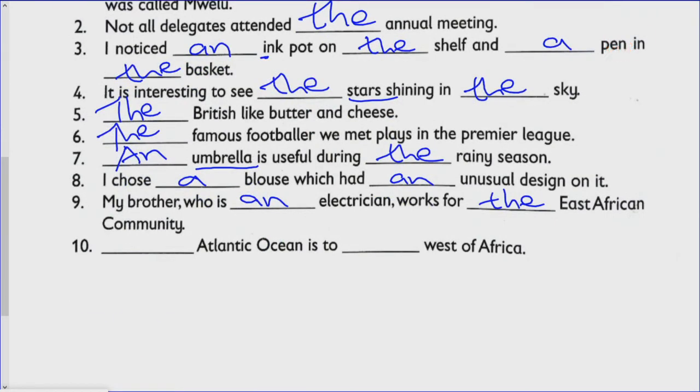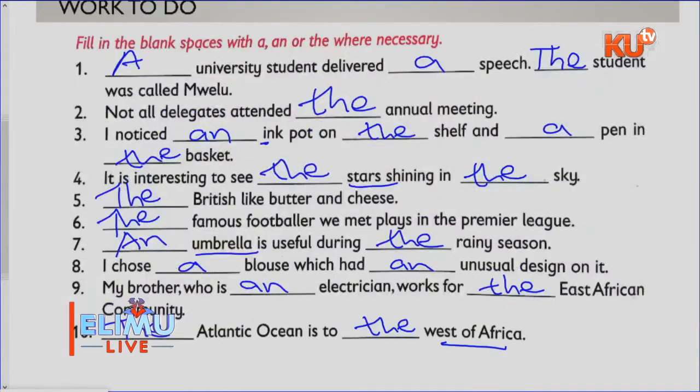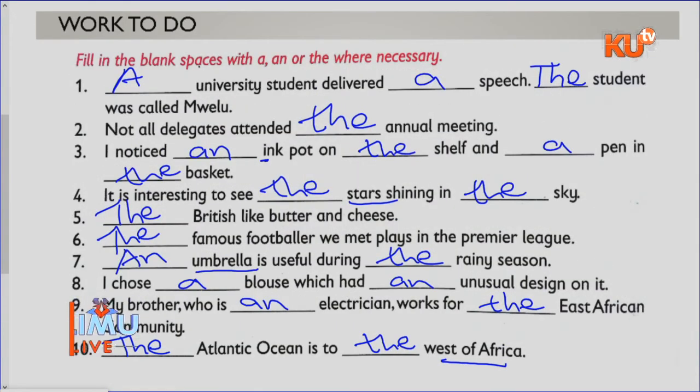10. Dash Atlantic Ocean is to dash west of Africa. The Atlantic Ocean, you remember we talked about natural features. You use article. The Atlantic Ocean is to the west of Africa. The west of Africa, names of countries, so you use article there. So that is how those questions are supposed to be answered.